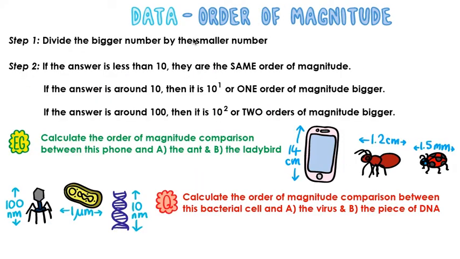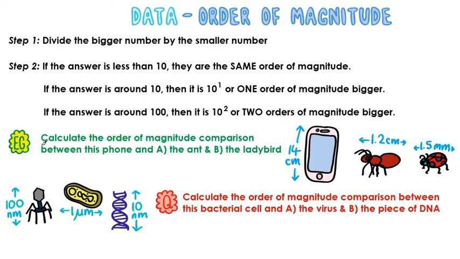Orders of magnitude are used to make approximate comparisons between numbers or objects. Here's how they work. The first step is to divide the bigger number by the smaller number. If the answer is less than 10, then they're the same order of magnitude, i.e. they're around the same size. But if the answer is around 10 itself, then it's 10 to the 1 or 1 order of magnitude bigger. And if the answer is around 100, then it's 10 squared or 2 orders of magnitude bigger, and so on.